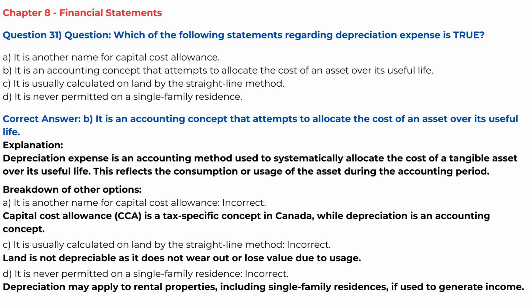Breakdown of other options. A. It is another name for capital cost allowance. Incorrect. Capital cost allowance, CCA, is a tax-specific concept in Canada, while depreciation is an accounting concept.